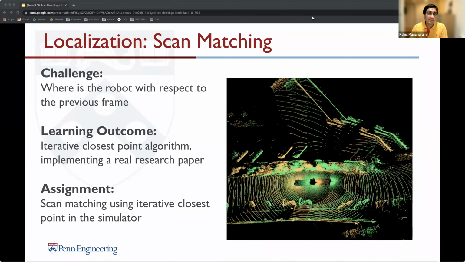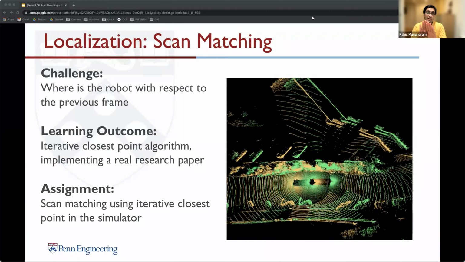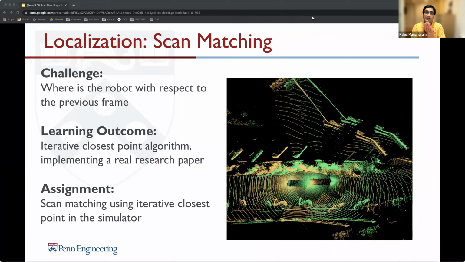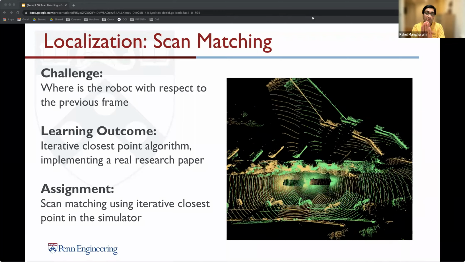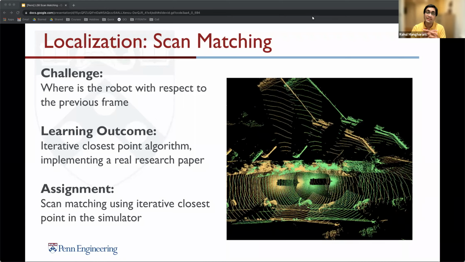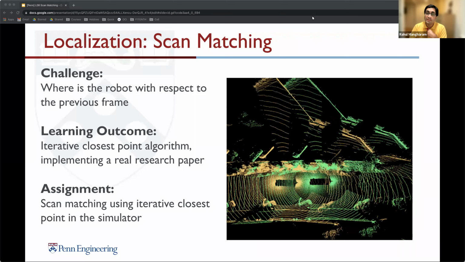As shown in this figure, given two scans, our goal is to find corresponding scan points between the scan frames and match them to find the transformation between the frames. This tells us how much we have moved and estimates our current location in the world frame.